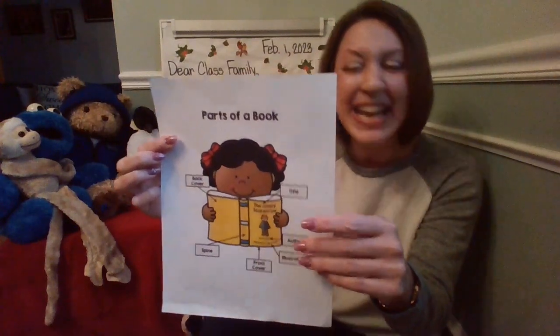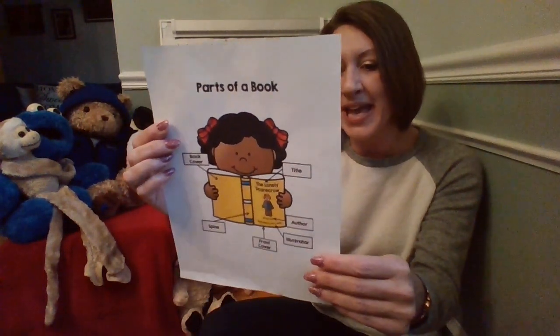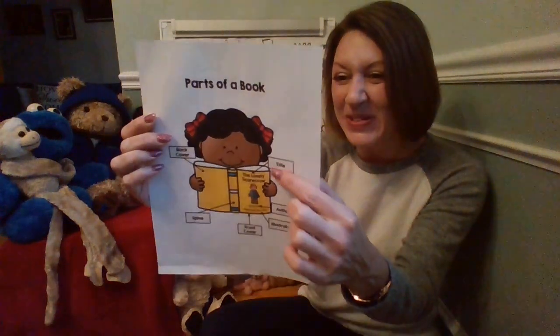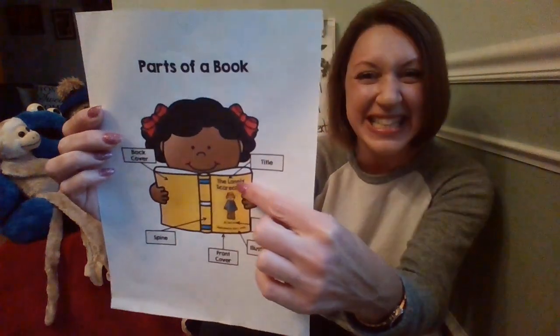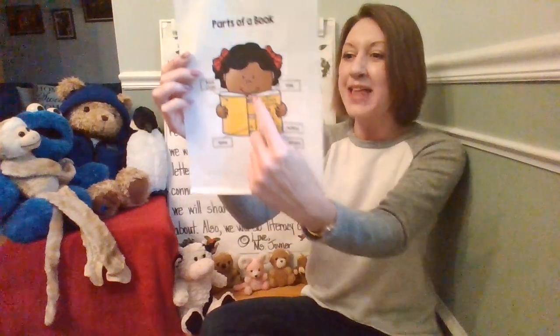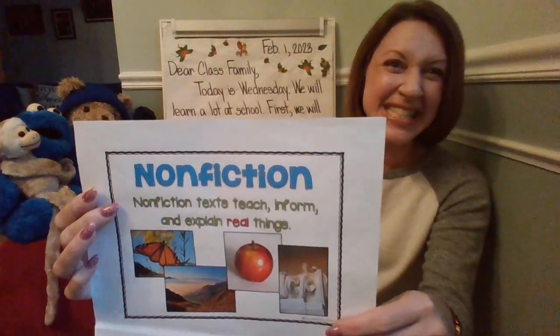Are you ready? Review with me. We have front cover, back cover, title page. And I know in the front, do you see the title in the front? And inside, remember there's a title page? We know every book has an author and illustrator's name. And this part here, the spine of the book holds the pages together. So we're going to do the parts of a book song. We're going to be reviewing, and we're going to read a nonfiction text and make connections. Remember, nonfiction texts teach, inform, and explain real things.